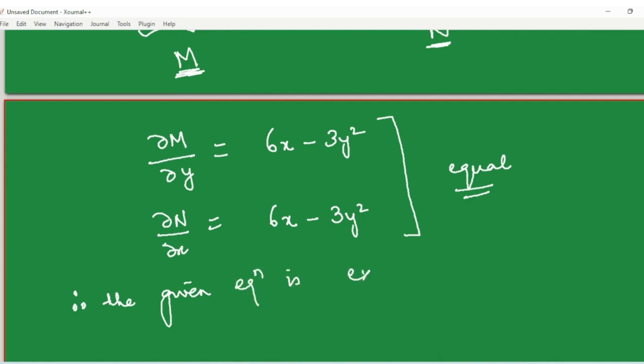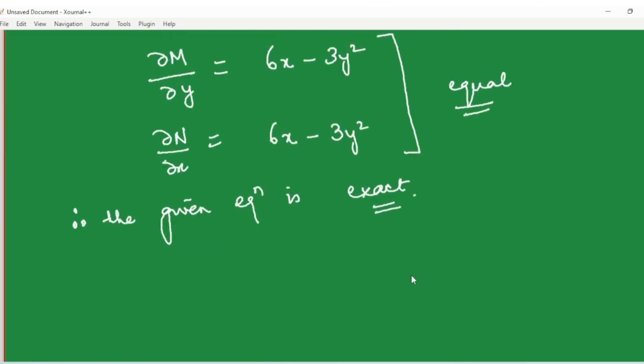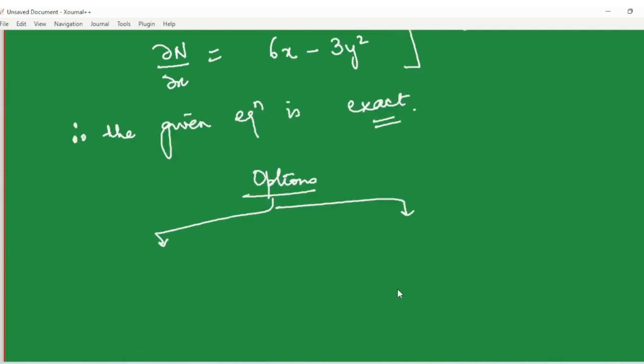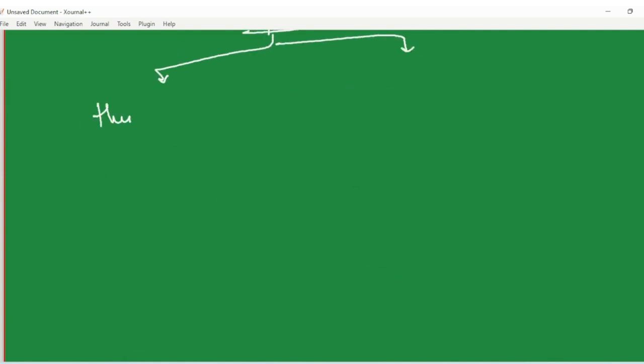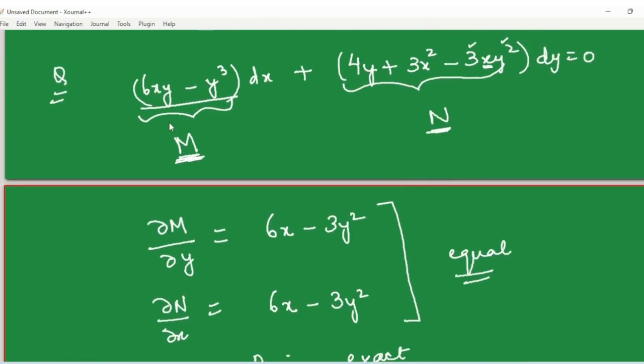Now once you have the given equation as exact, there are two options available for finding the solution. Either you go for your hunt for phi. Phi should be such that this total expression on the left hand side becomes d of phi. That is one way of handling exact differential equations.